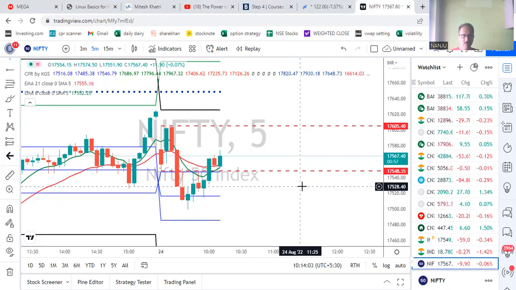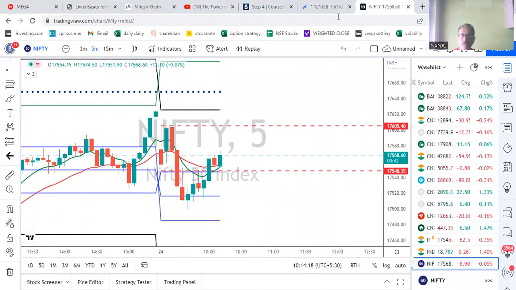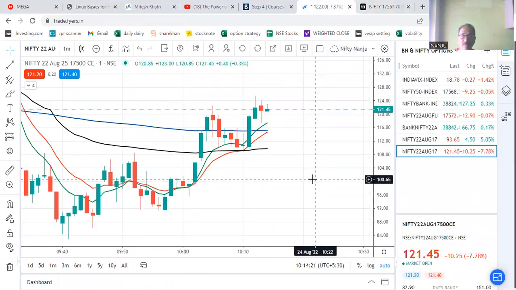So these are the only three disciplines which I maintain. Only three. Then you will be a successful trader. A 100% trader, not just a successful trader. You will be a 100% trader.